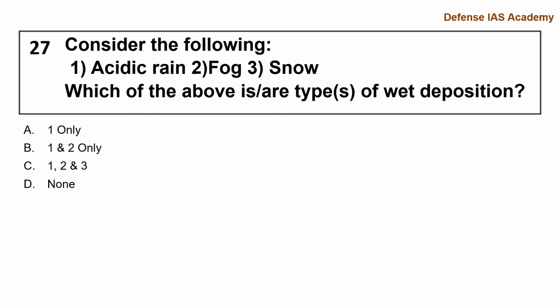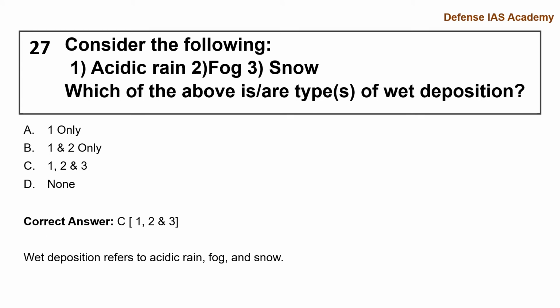Question number 27. Consider the following: 1. Acid rain, 2. Fog, 3. Snow. Which of the above are types of wet deposition? The correct answer is option C, 1, 2 and 3. Wet deposition refers to acid rain, fog and snow.